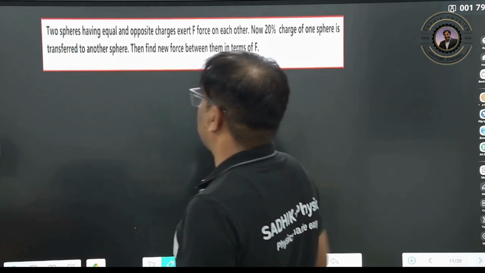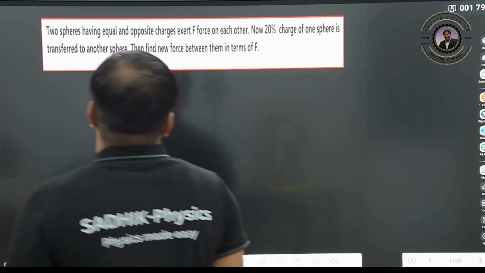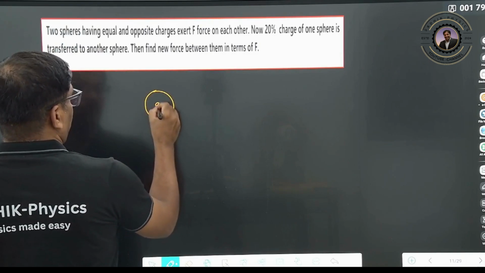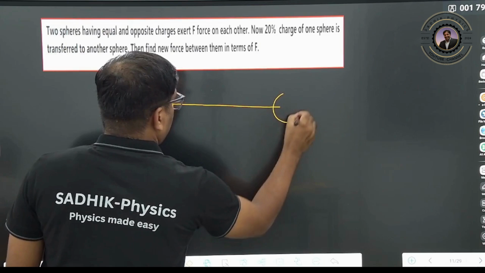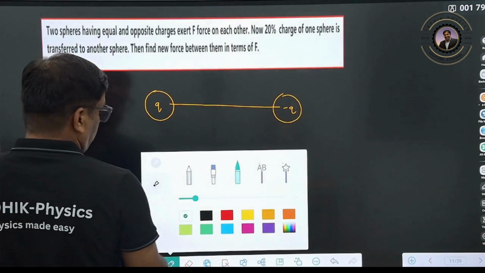Here two spheres have equal and opposite charges, exactly the same magnitude. Therefore one has Q, but the other has minus Q. Again 20% is transferred here.